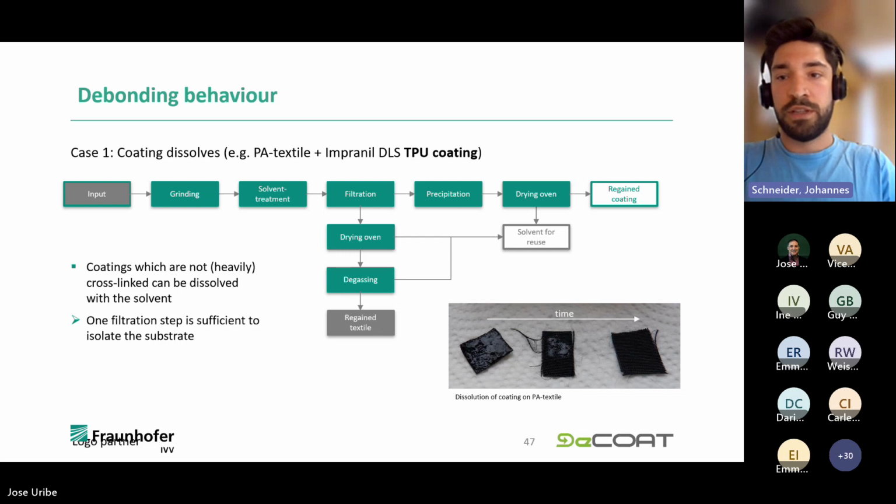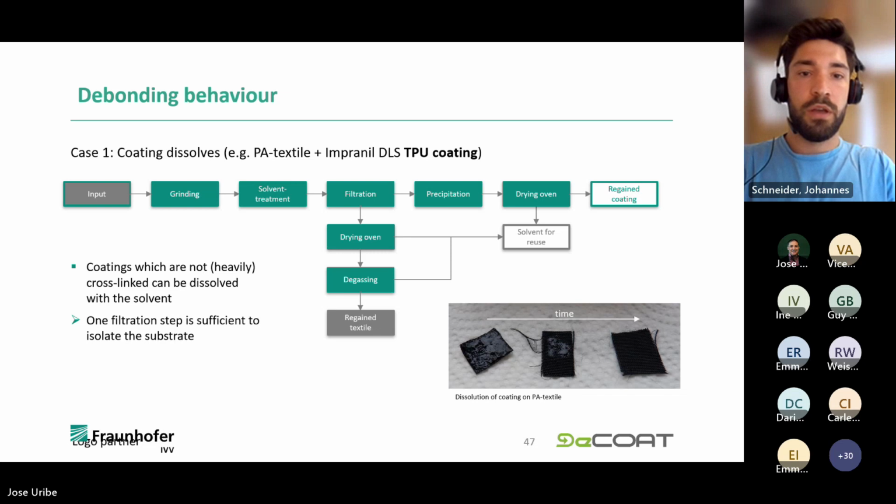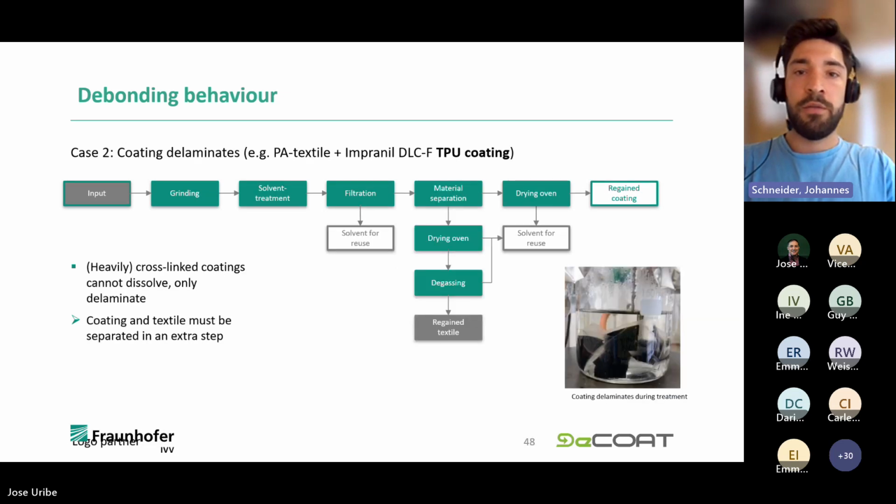The solvent, as you can see, is recovered from precipitating and drying the coating, and of course also from drying the textile material, and then the solvent can be reused in the process. On the next slide, we see the second case.